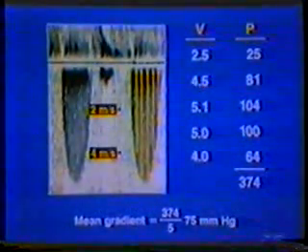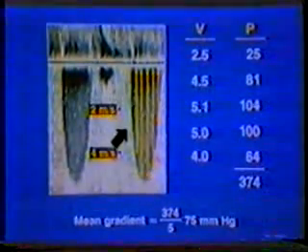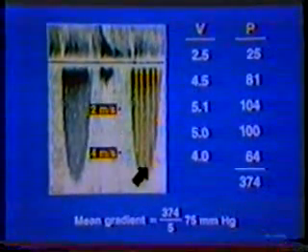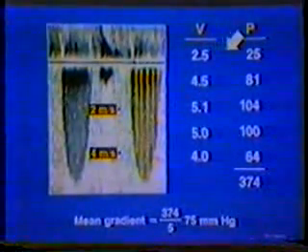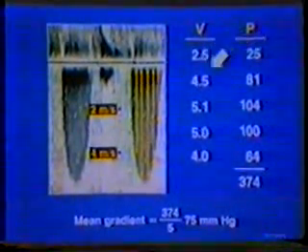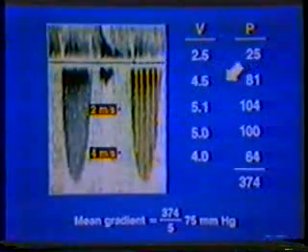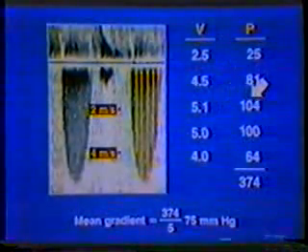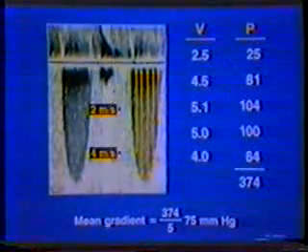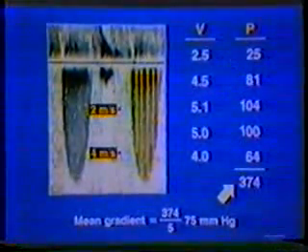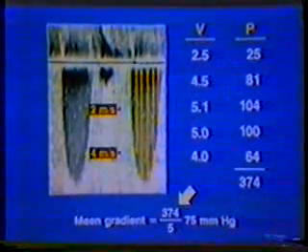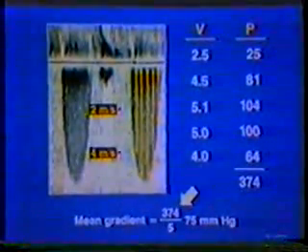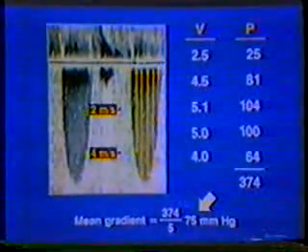The mean gradient can be determined by selecting multiple velocity points along the Doppler spectrum and converting each velocity point to a corresponding instantaneous gradient utilizing the Bernoulli equation. You then simply sum these instantaneous gradients and divide by the number of data points to arrive at the mean gradient, which in this case is 75 millimeters of mercury.